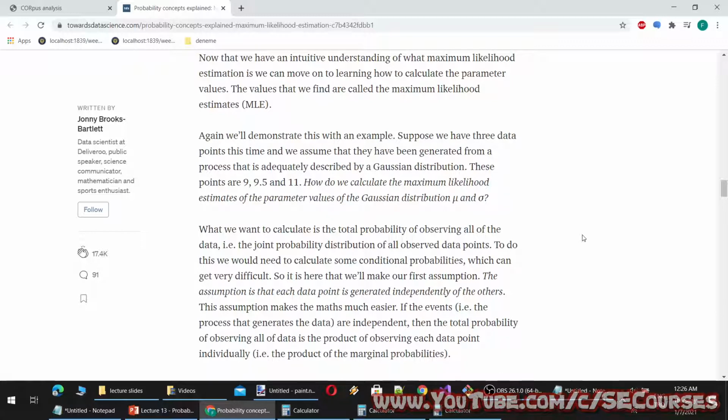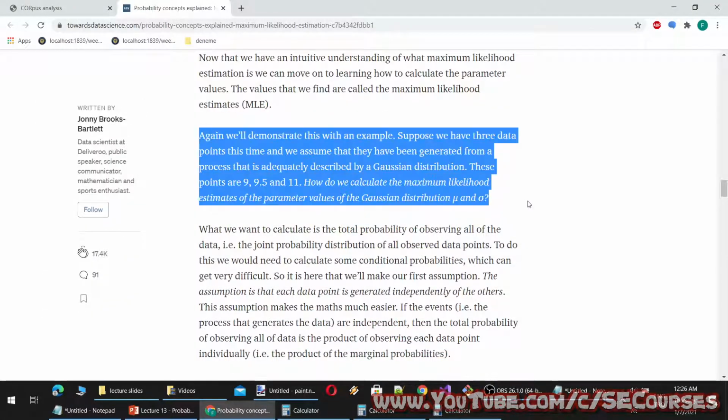Suppose we have 3 data points this time and we assume that they have been generated from a process that is adequately described by a Gaussian distribution. These points are 9, 9.5. Okay, sorry about the interruption.